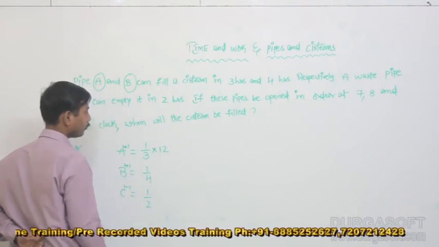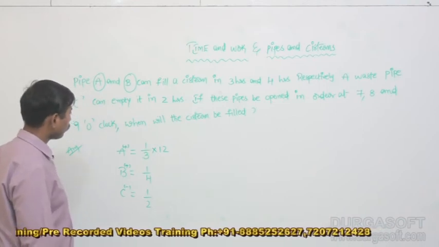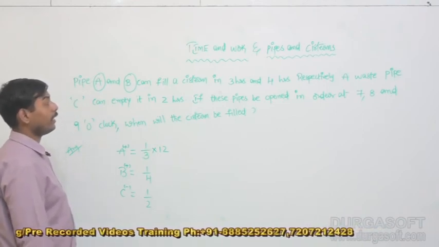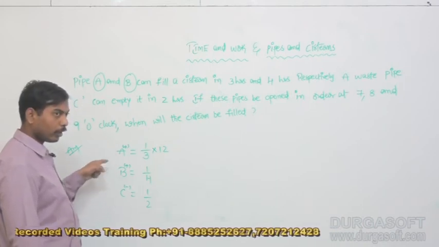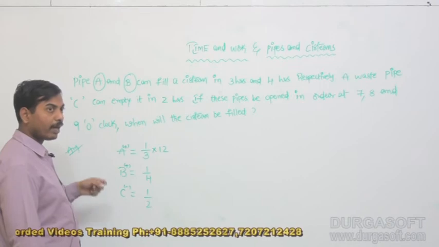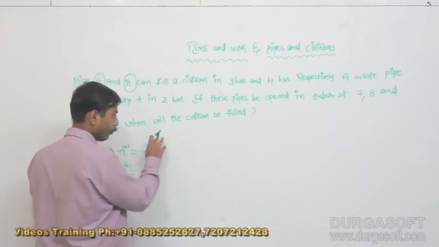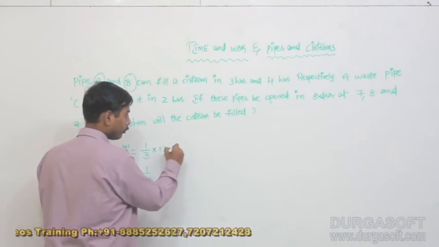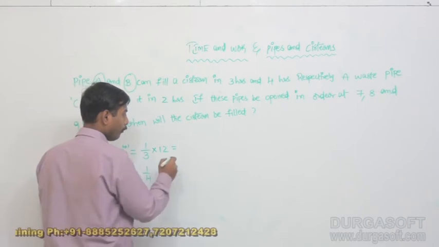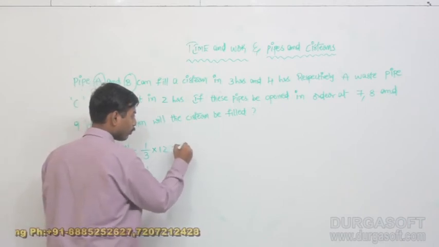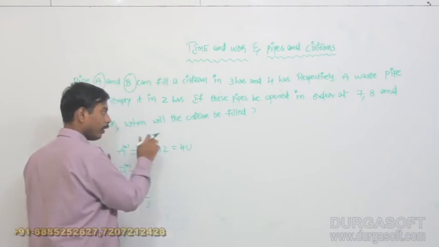Here minus represents leakage pipe. That is the representation for us regarding the filling and leakage pipes. Pipe A takes 3 hours to fill 12 units of water into the tank, which means every hour how many units of water is possible for that filling pipe, pipe A? 4 units.